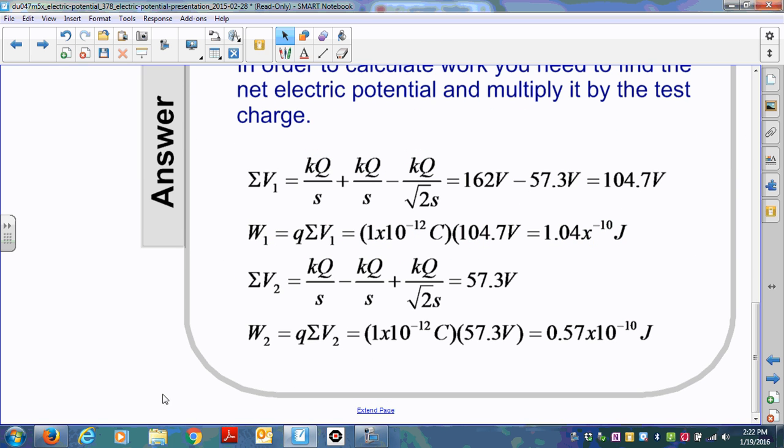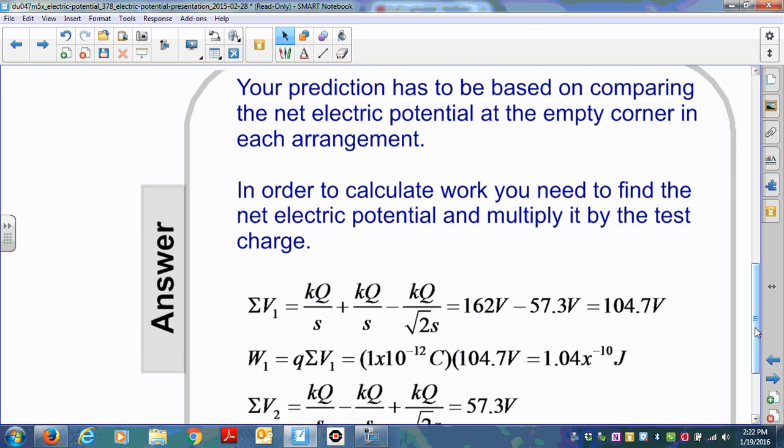Your prediction has to be based on comparing the net electric potential at the empty corner in each of those arrangements. So in order to calculate work, you need to find the net electric potential and multiply it by the test charge.